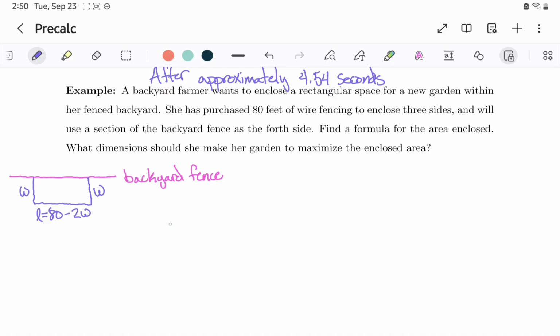All right, and so for the area, well, the area of a rectangle in general is just going to be the length times the width, or the base times the height, however you want to think about it. So here we're thinking about length times width. And then if we want a formula for the area in terms of only W, well, we can use the fact that L is going to equal 80 minus 2W to rewrite L as 80 minus 2W.